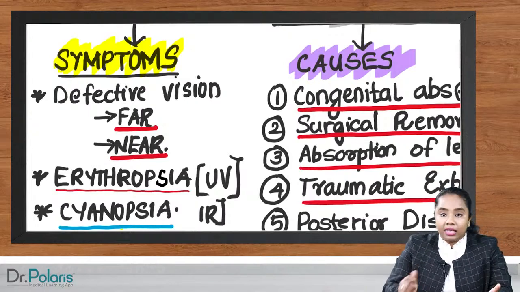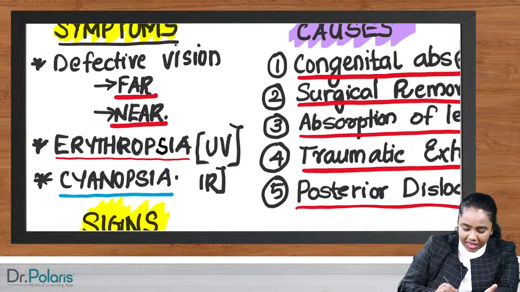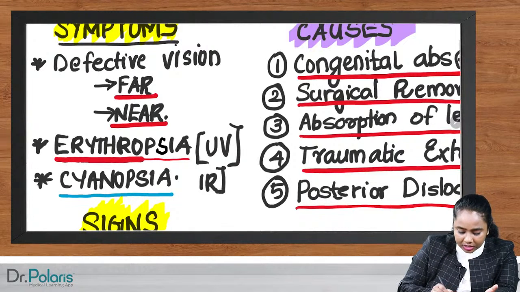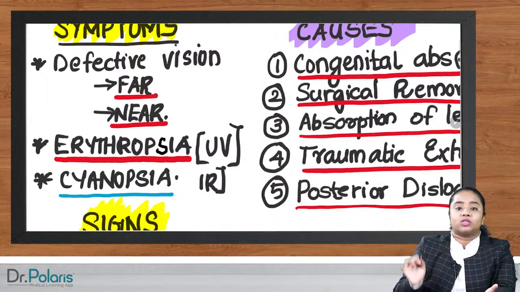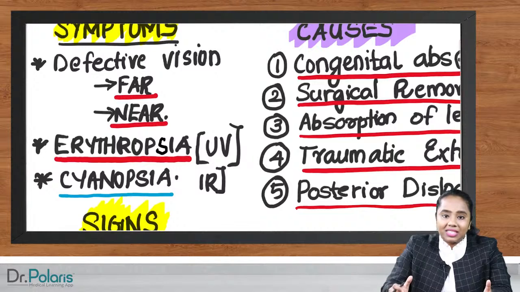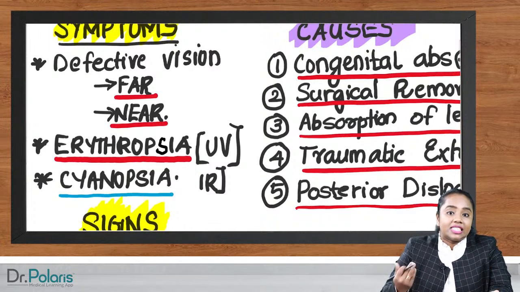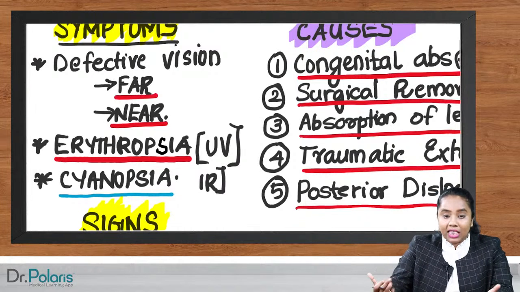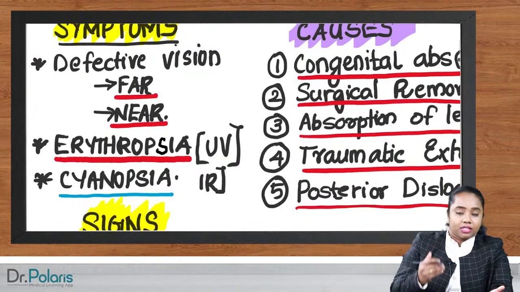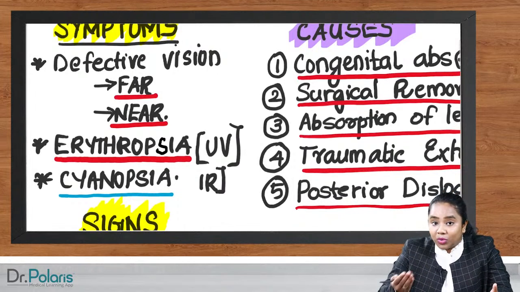Now, coming to the next one, which is erythropsia and synopsia. If you see here, I have underlined it with red color as well as blue color. Erythropsia is red and synopsia is blue. Erythropsia is seeing red images and synopsia is seeing blue images in the eyes. This is commonly mentioned as a symptom by the patient. Now, why does this occur?